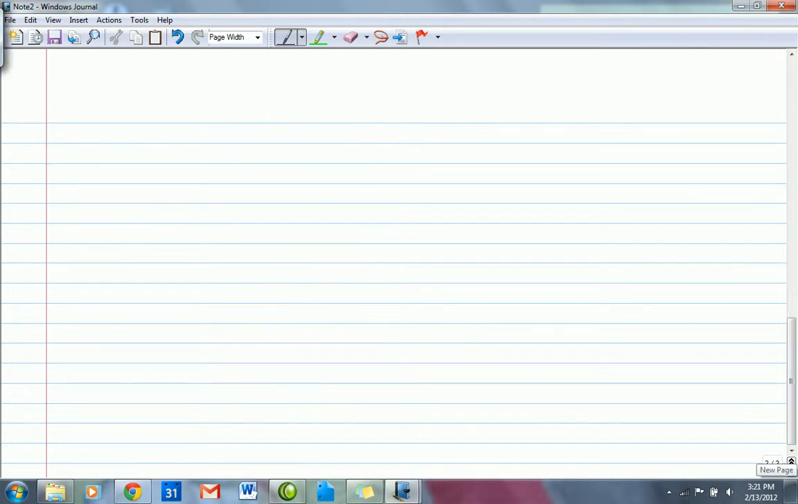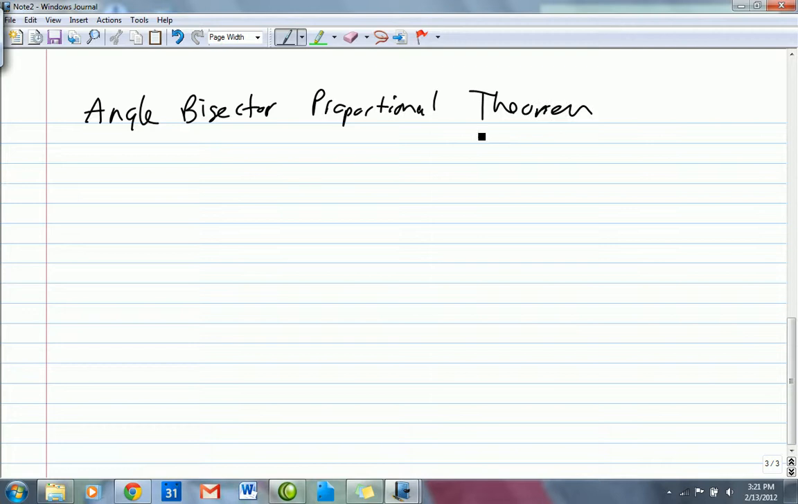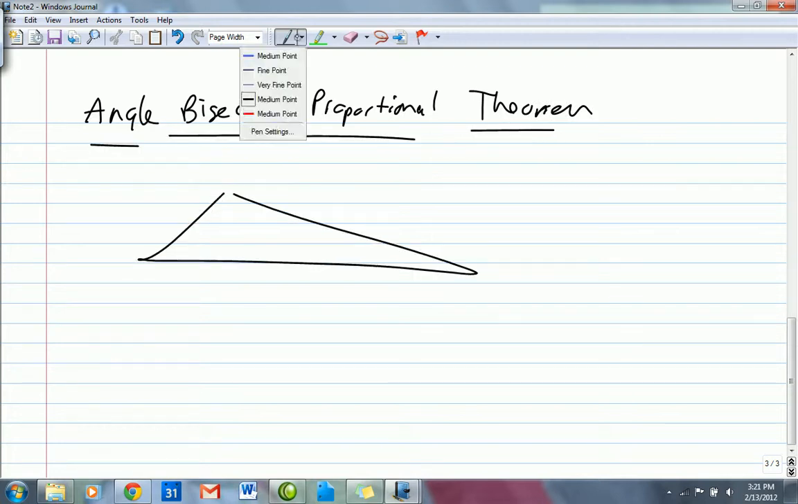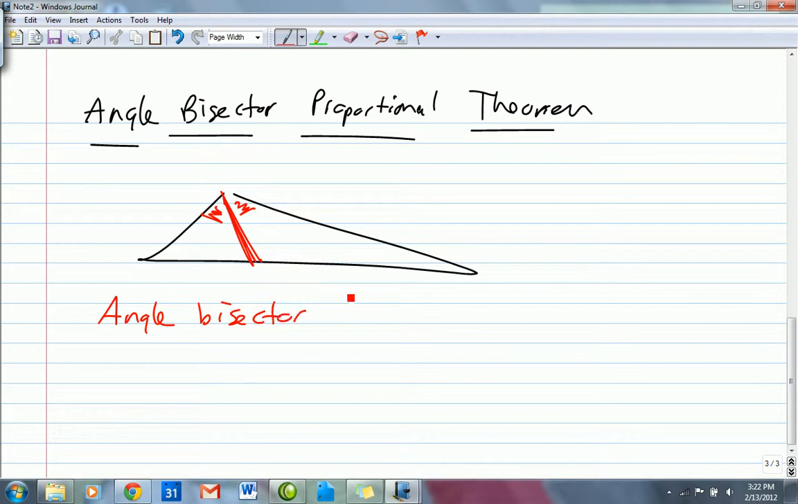Another idea that has to do with proportions in triangles is what I call the angle bisector proportional theorem. Here's the situation. We have any old triangle, and I'm going to create an angle bisector, which makes those two angles congruent by definition of angle bisector. What this theorem says is that this angle bisector of any triangle cuts the side that it hits proportionally to the other two sides.